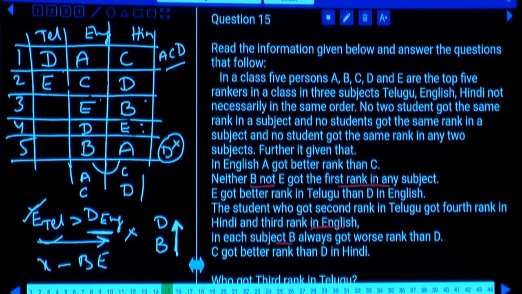Then, in this place, A and B cannot be here, and D and E cannot be here. Then who is the person left over? C is the person left over. C, D, E done. Now we are left with A and B. B cannot be at this place. Why? Because B already got third in Hindi. Hence B must be here. If B is here, then A is here.